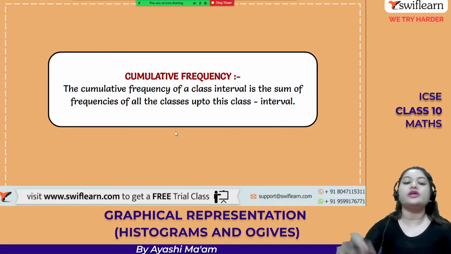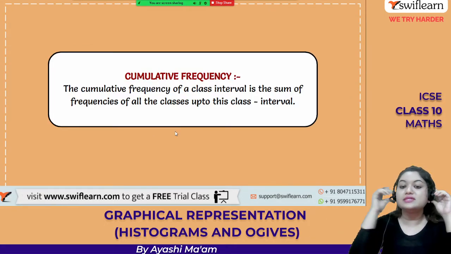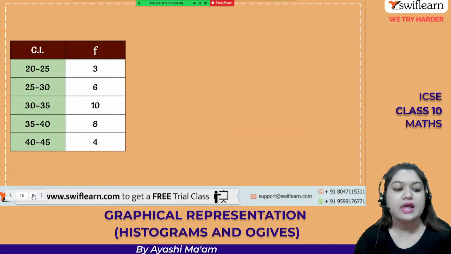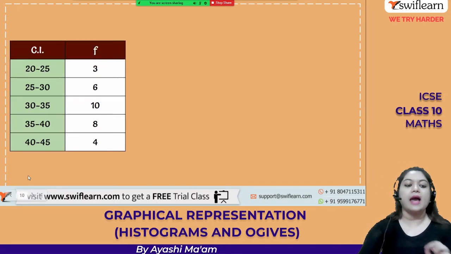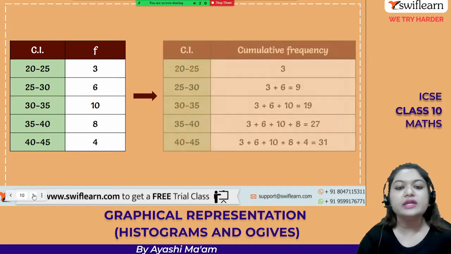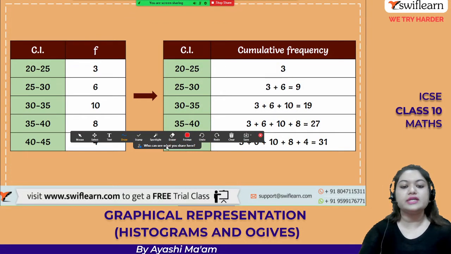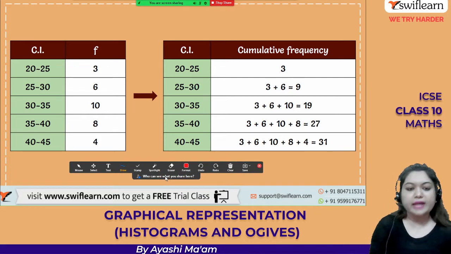So the cumulative frequency of a class interval is the sum of the frequencies of all the classes up to this class interval. Let's understand with the help of an example. The class intervals are given and the frequencies are given to you. You have to find out the cumulative frequencies.